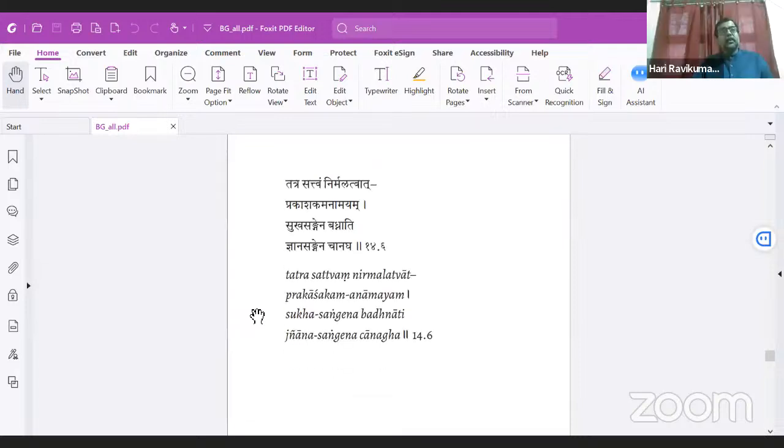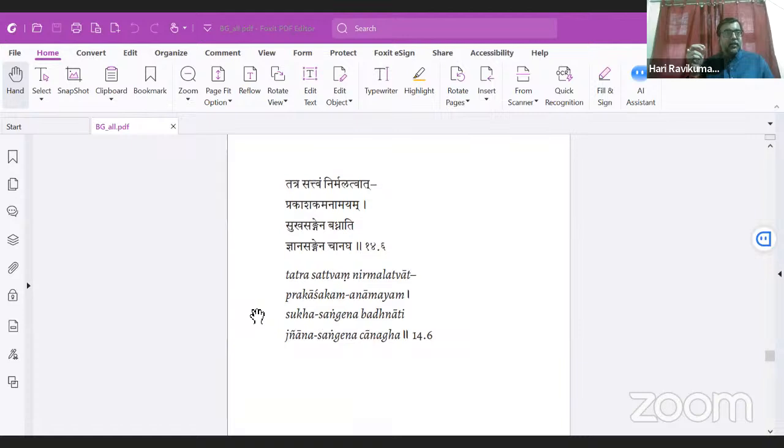Tatra Sattvam Nirmalatvat Prakashakam Anamayam Sukha Sangena Badhnati Jnana Sangena Chanagha. Sattva, which is pure, luminous, and free from distress, binds one by attachment to knowledge and serenity. So Anagha, like one who is free of all papa, sinless one.